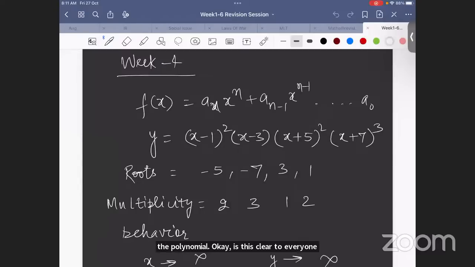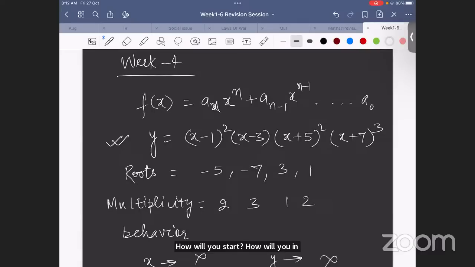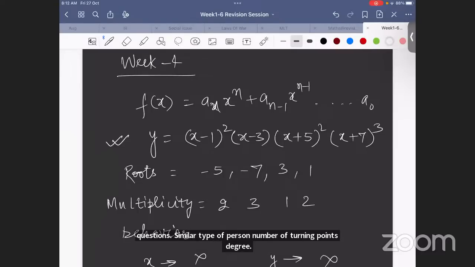So let's start. For example, this is the polynomial that has been given. What are the roots of this polynomial? I'll discuss everything about this polynomial: how it starts, how it ends, and the number of turning points. All these things are most important. You'll get similar questions: number of turning points, degree, remainder. This type of problem will be asked in the exam also.